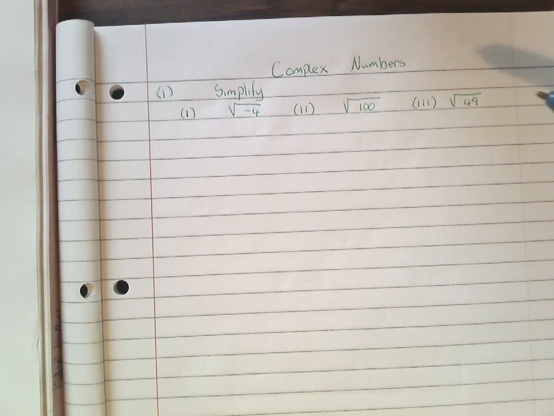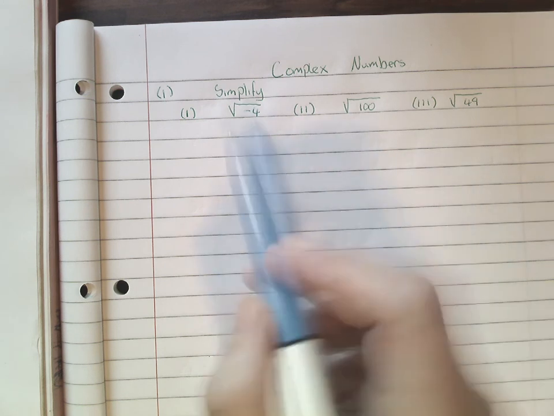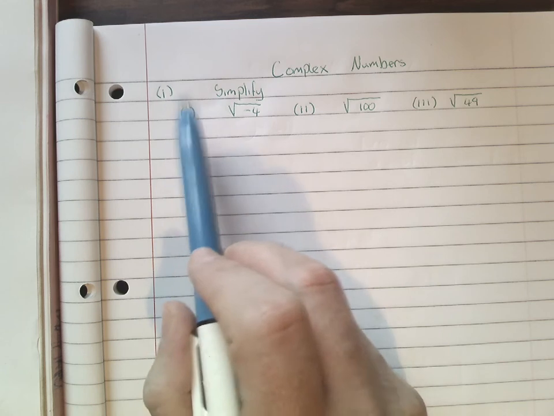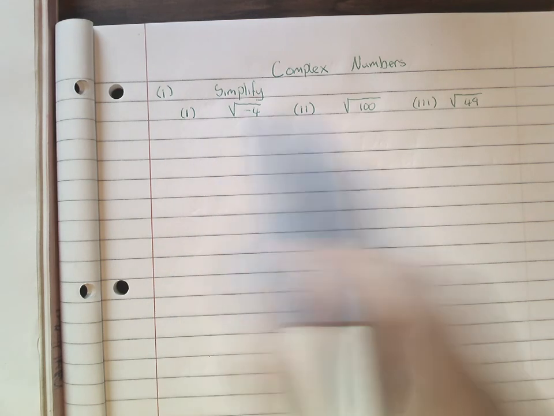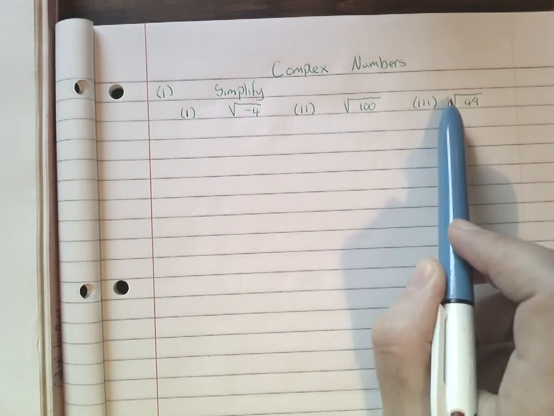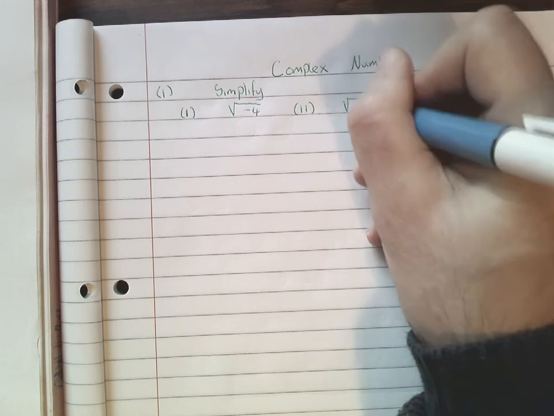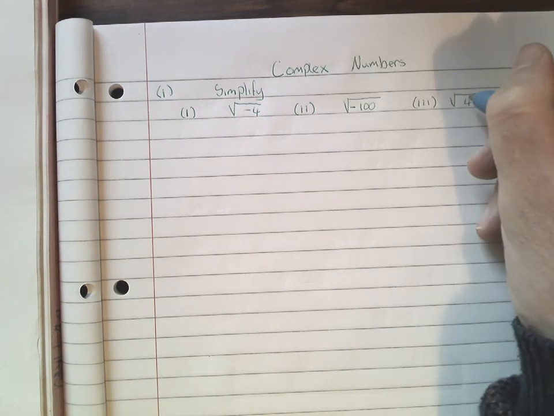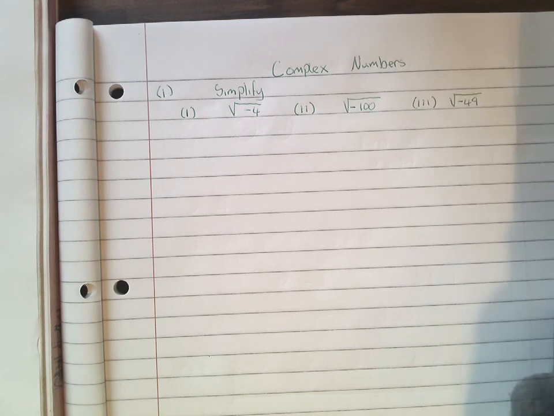So let's look at a couple of types of questions that you could be asked based on what we've covered so far. If we have a look at this type of one here, what you've been asked to do is just to simplify these. Okay, so you're just being asked to simplify. This is negative 100, and this is negative 49.